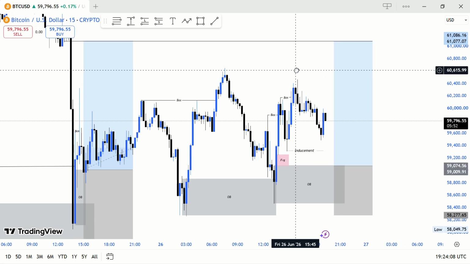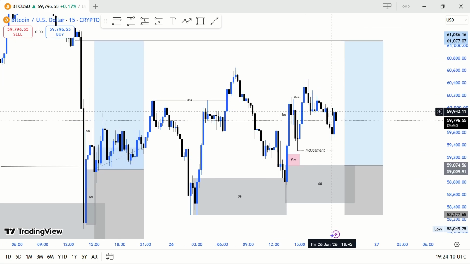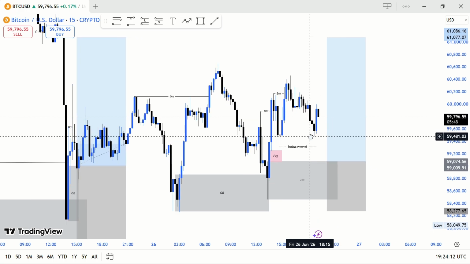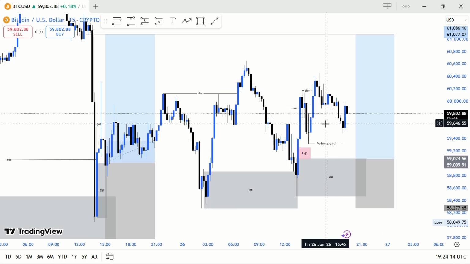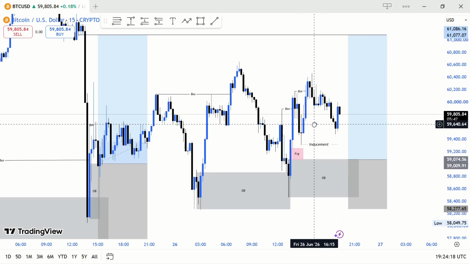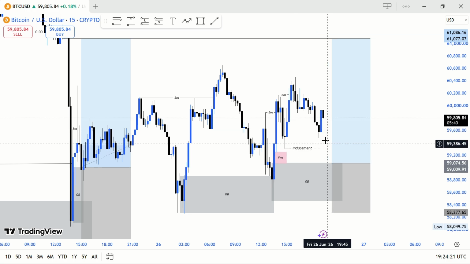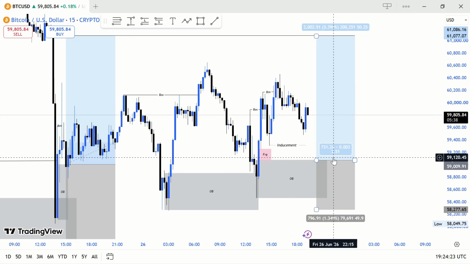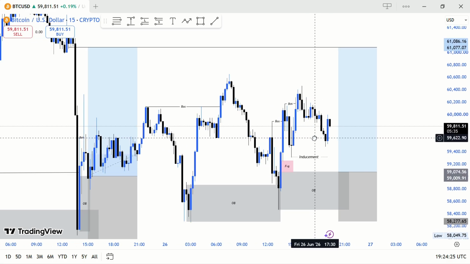So if you are currently seeing this market and you want to take BTC, make sure you take it like this.